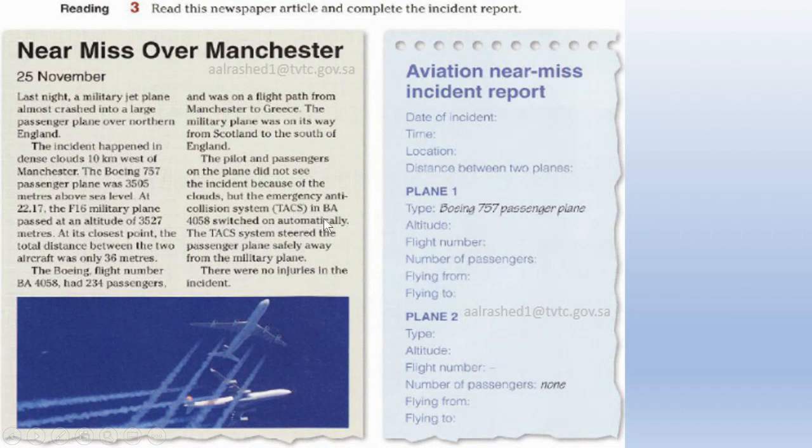So what did happen here? This system took control of the passenger plane. What do you mean by took control? So the pilot is unable to move or steer the airplane. The one who is responsible for moving the airplane is this system. It's like automatic flying. And because of that, thank God, we didn't have an accident here.